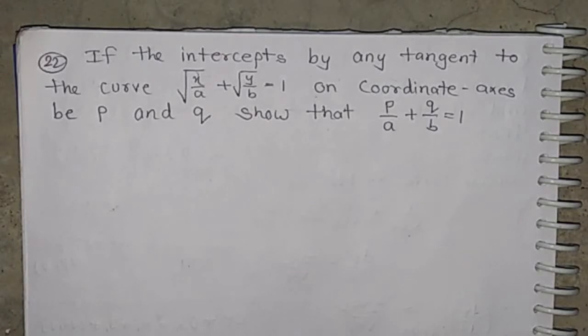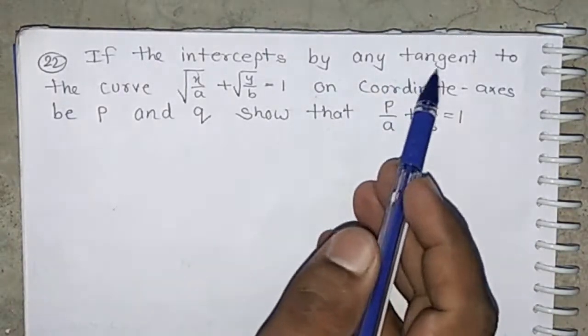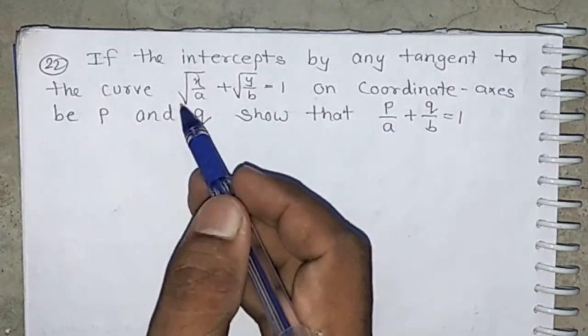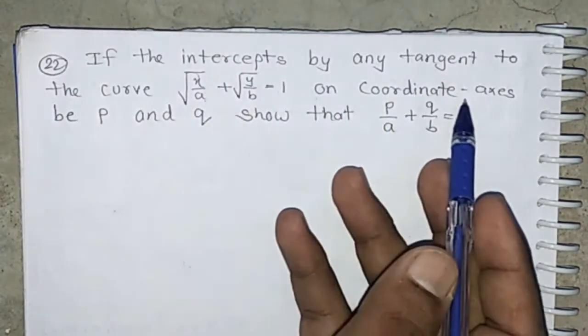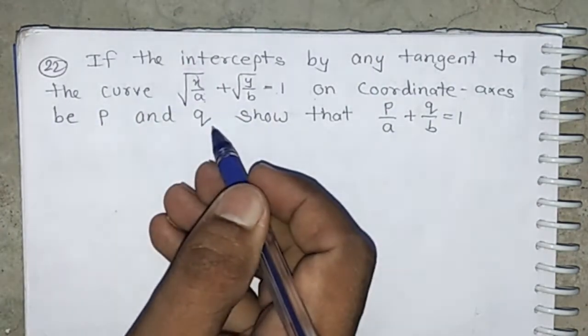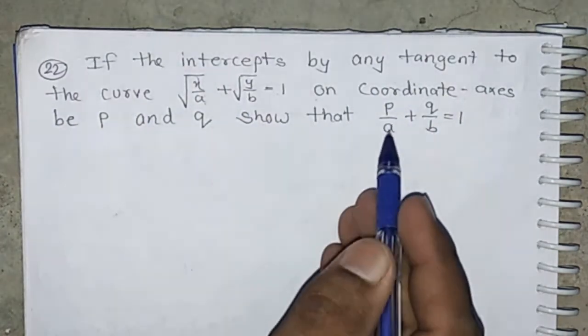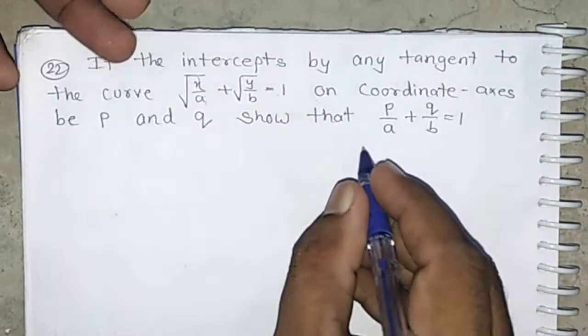Now question number 22. If the intercepts made by any tangent to the curve root x by a plus root y by b equal 1 on the coordinate axes are p and q, then we have to show that p by a plus q by b equal 1.